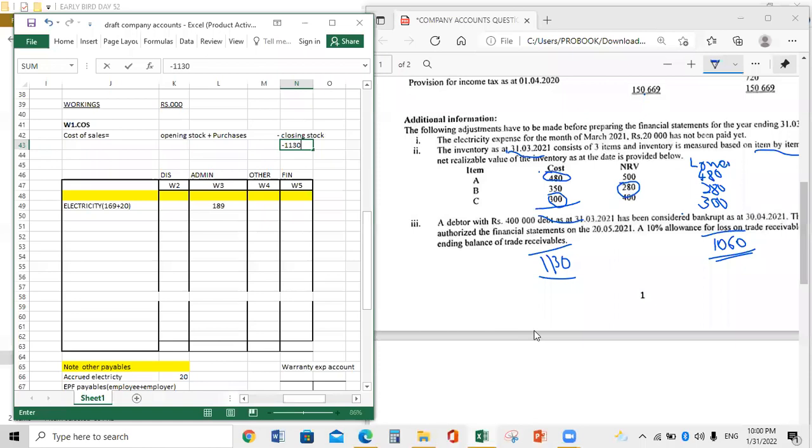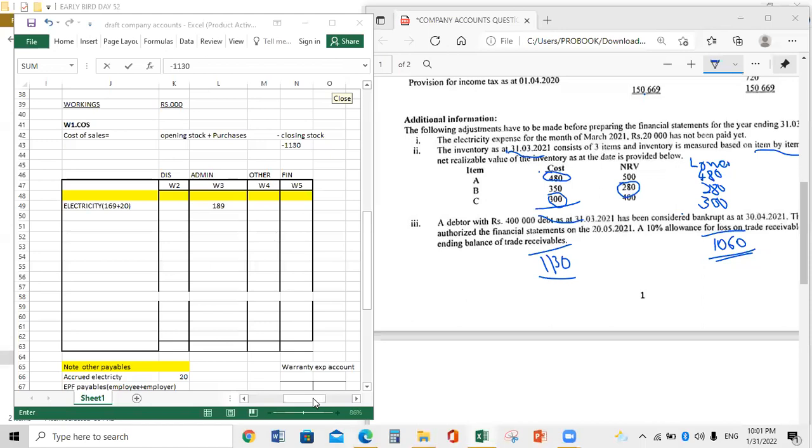Cost is 1130. Under cost of sales, you will record the closing stock, that is 1130. Guys, see here, the cost is 1130, but you can only sell it for 1060. That means, guys, you have a loss of how much? What is the loss you have? 70. The loss you have is 70.